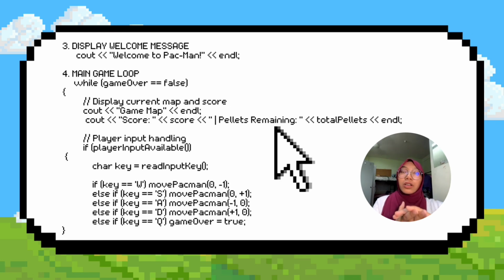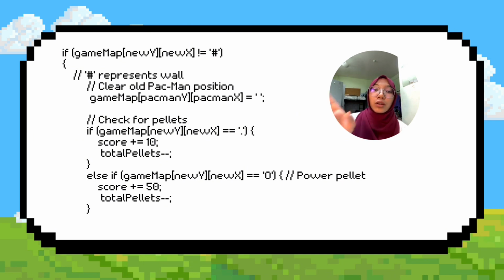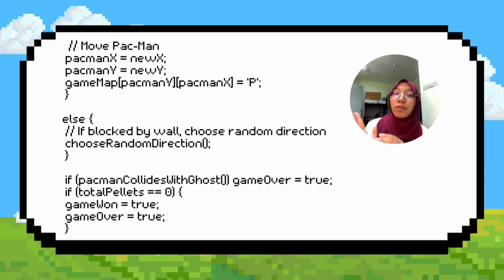So this is for how the player is going to move. So I will use WASD. Next, we're going to move the ghosts periodically, and if total pellets equals 0, it means that the player has won the game. So we have normal pellets, which will score 10, and power pellets, which will increase the score to 50. Next, we're going to move Pacman. If blocked by a wall, choose a random direction. If Pacman collides with a ghost, game over equals true. And if total pellets equals 0, game won equals true, and game over equals true.